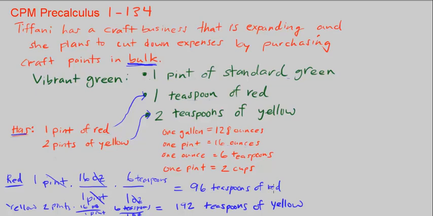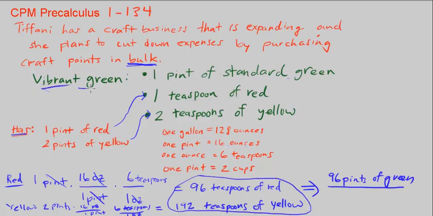So we have 96 teaspoons of red and 192 teaspoons of yellow. That means for every 1 teaspoon of red, we need 1 pint of green. So we need 96 pints of green. Also, 192 divided by 2, we get 96 as well. So we need 96 pints of green. We mix it with these, and we get our vibrant green.